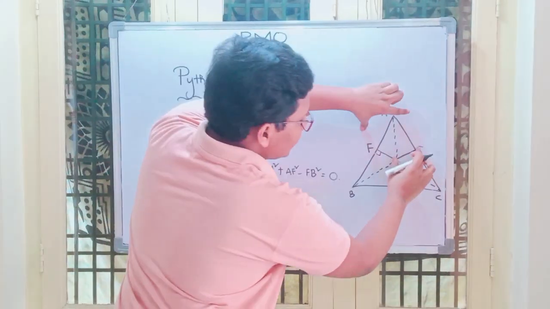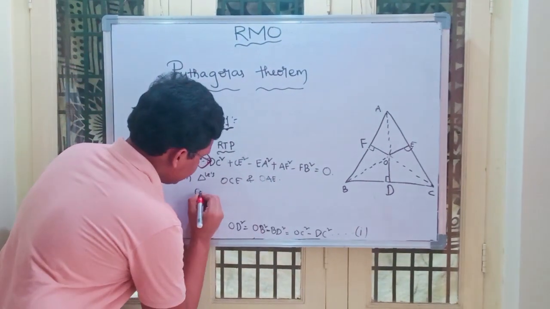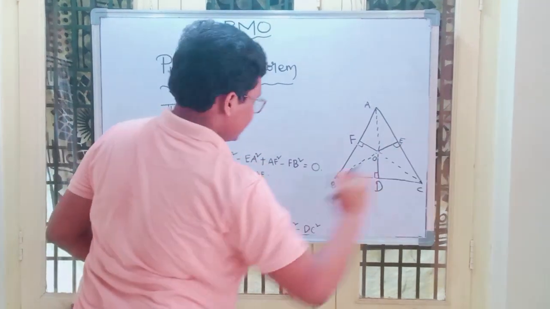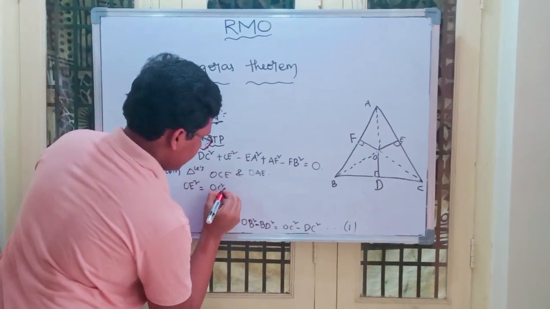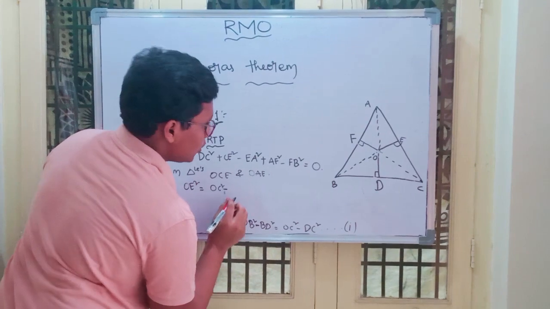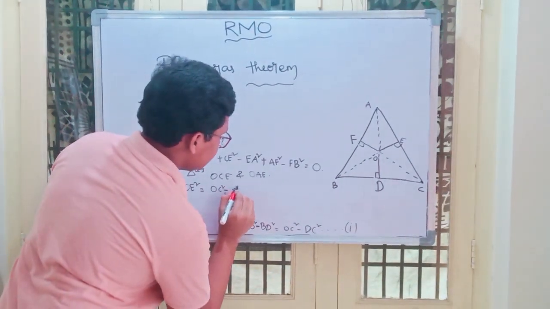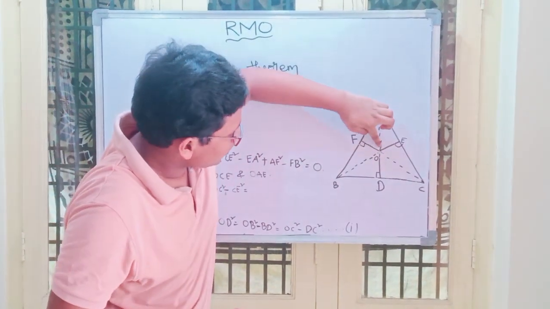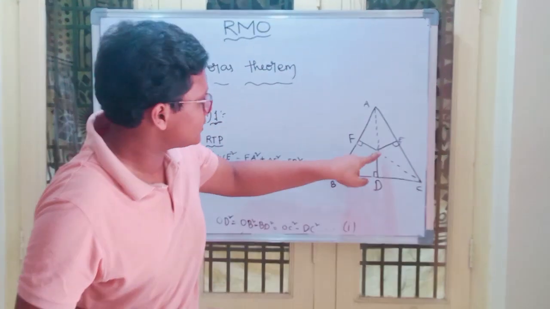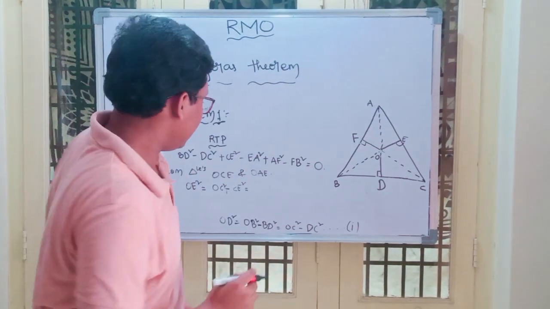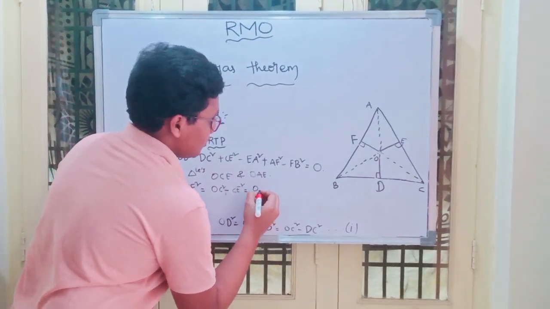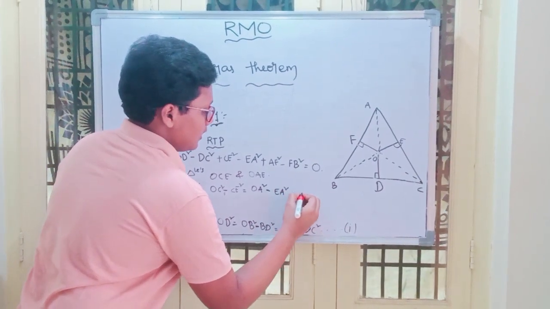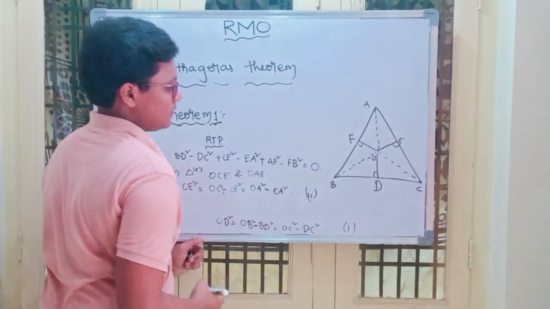Here the common side is OE square. By taking OE square as the common side, OC square minus CE square is equal to OE square. And from triangle OAE, OE square is equal to OA square minus EA square. And this is equation 2.